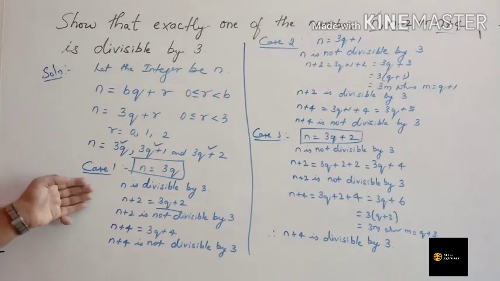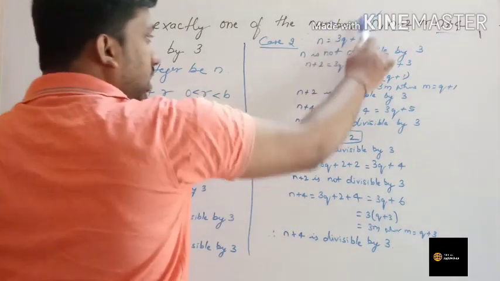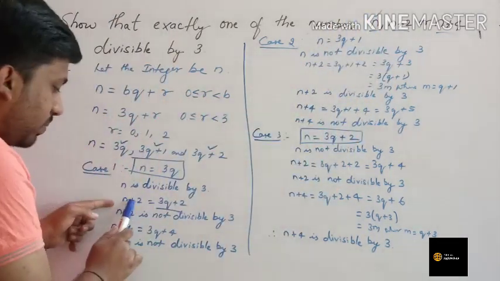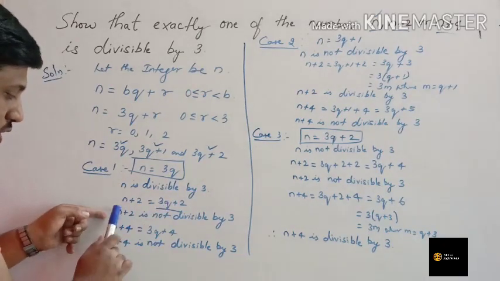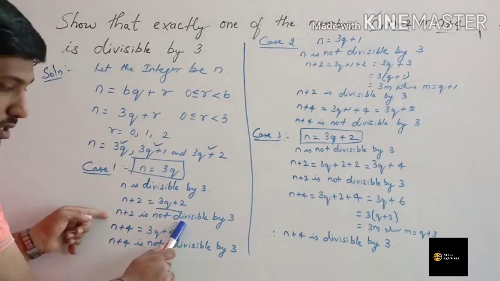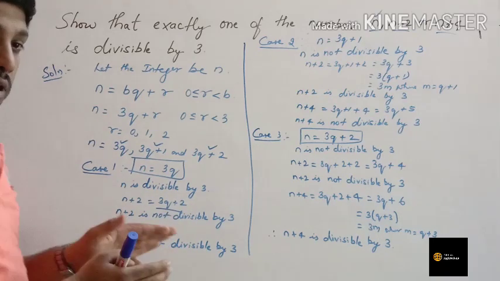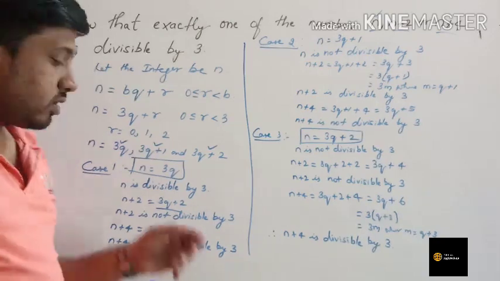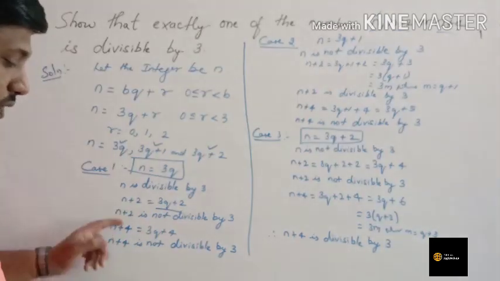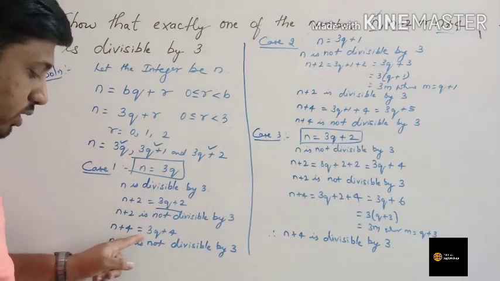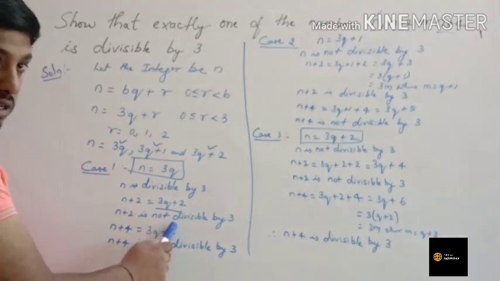Now the first case I am going to take is n equal to 3q, and n is divisible by 3. The second one is n plus 2. In the place of n I substitute 3q, so it becomes 3q plus 2. n plus 2 is not divisible by 3, because here there is some remainder. For exact divisibility, the remainder should be 0. So here there is some remainder, so it's not exactly divisible by 3. Even for n plus 4, I substituted n equal to 3q and again got 3q plus 4. n plus 4 is not divisible by 3 because we have some remainder here.